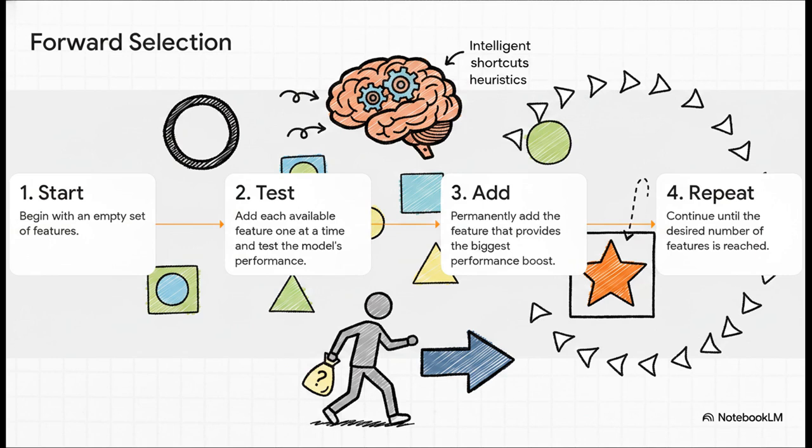So, to get around this impossible search, we use heuristics. You can think of them as intelligent shortcuts. A classic example is sequential forward selection. You start with absolutely nothing, and then at each step, you add the one single feature that gives you the biggest immediate performance boost. It's a greedy approach, always chasing that biggest win right now.